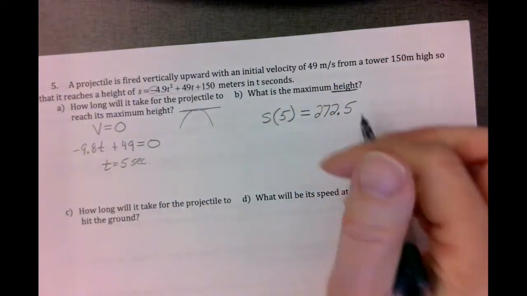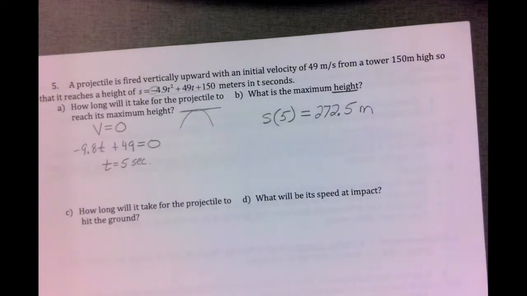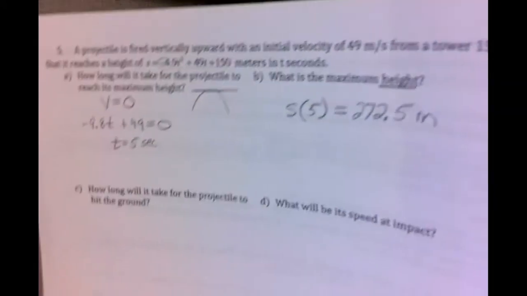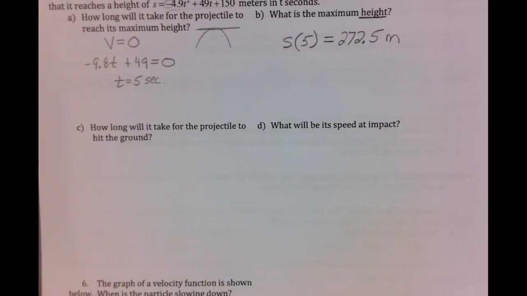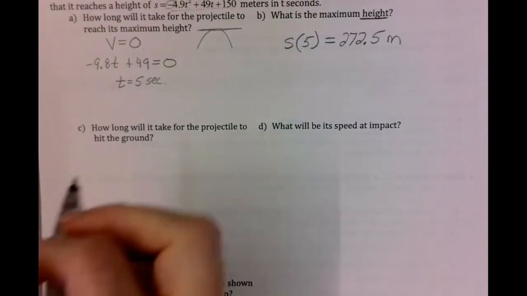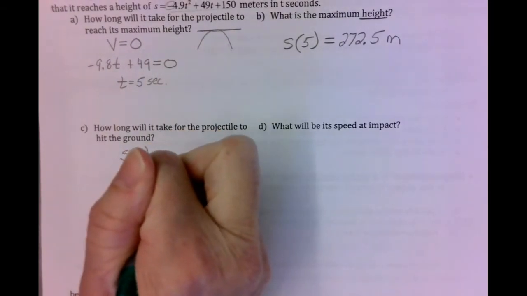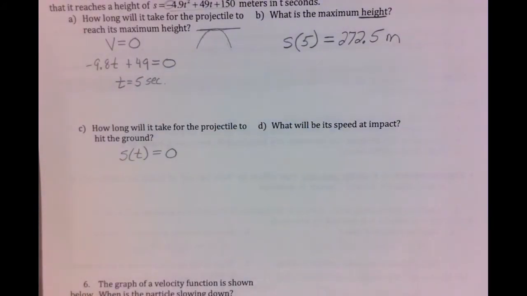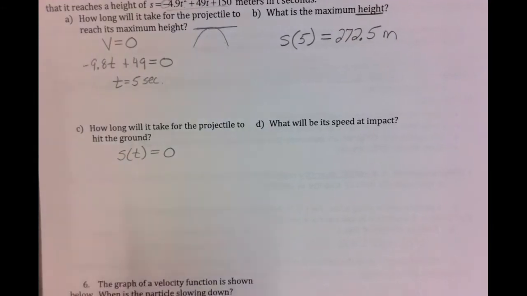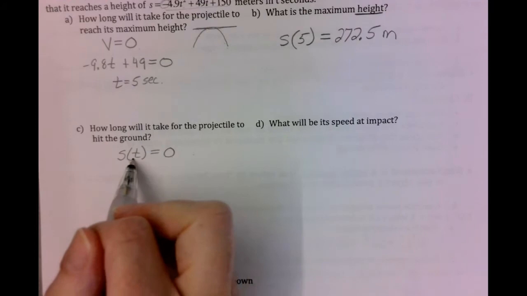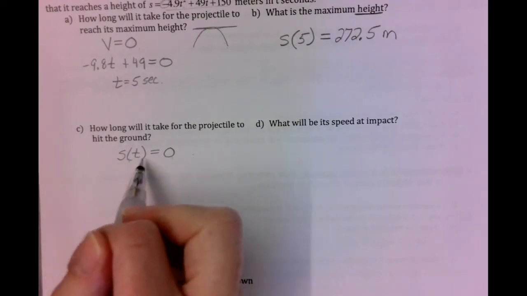How long will it take for the projectile to hit the ground? Well, when it hits the ground, it has a particular height. That height is 0. So the first thing I'm doing is looking for when the position function is equal to 0. As long as you identify what you're thinking in your brain and what you're analyzing, then you can take your graphing calculator, plug in s, and find the 0 of the function.